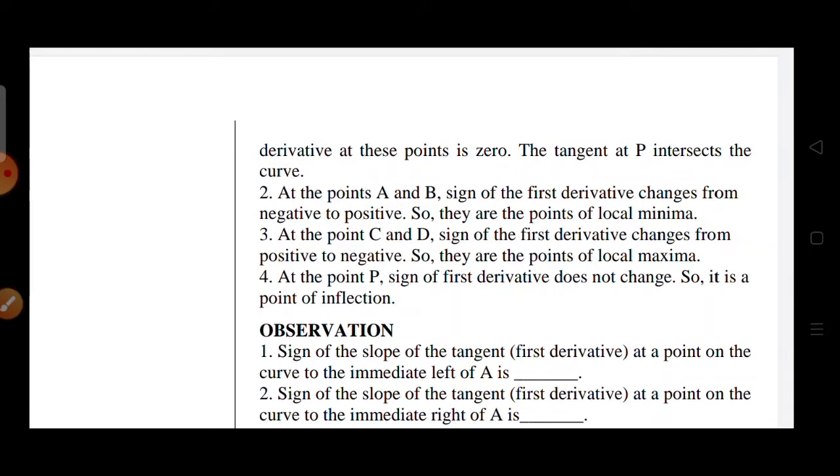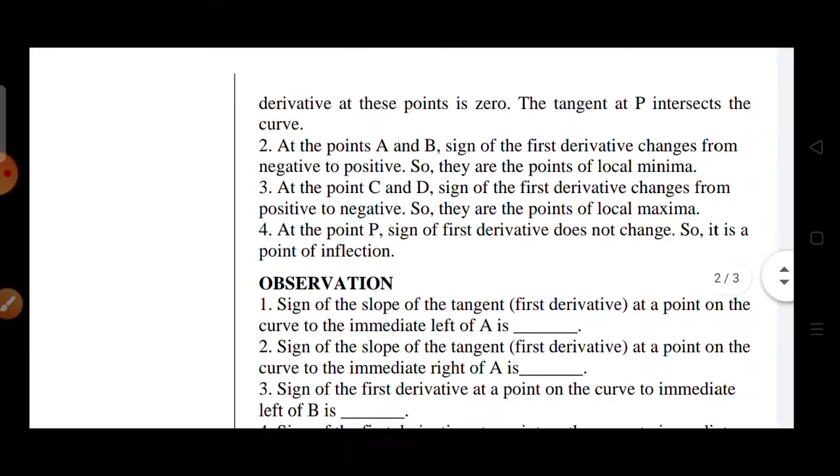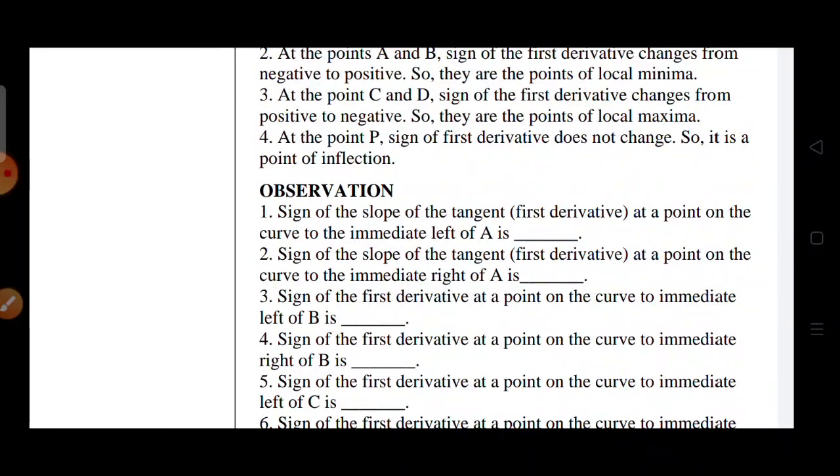Now second point, at the points A and B, the sign of the derivative changes from negative to positive. Why? Because these are the points of local minima. And at the points C and D, the sign of the first derivative changes from positive to negative because they are the points of local maxima. But at the point P, the sign of the first derivative does not change. So, this is the point of inflection. Now come to the observation part.